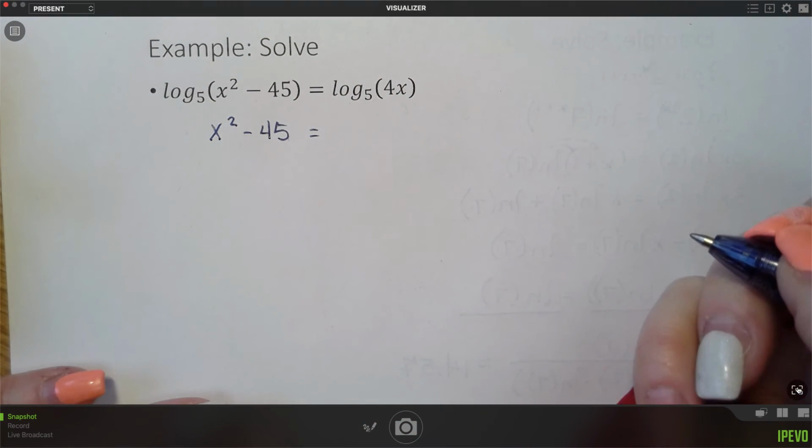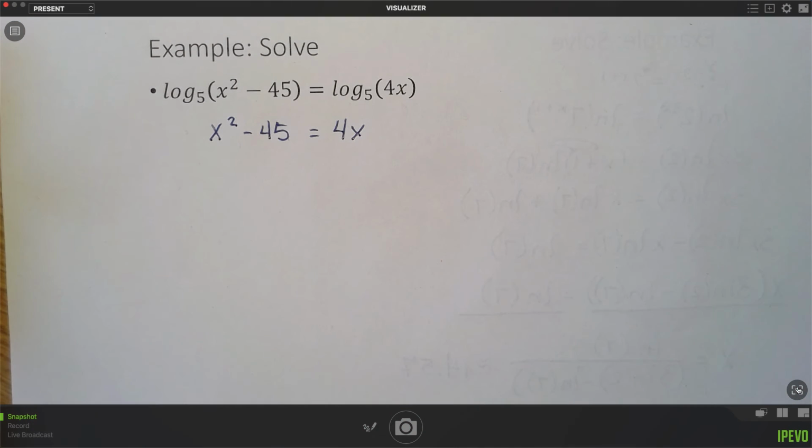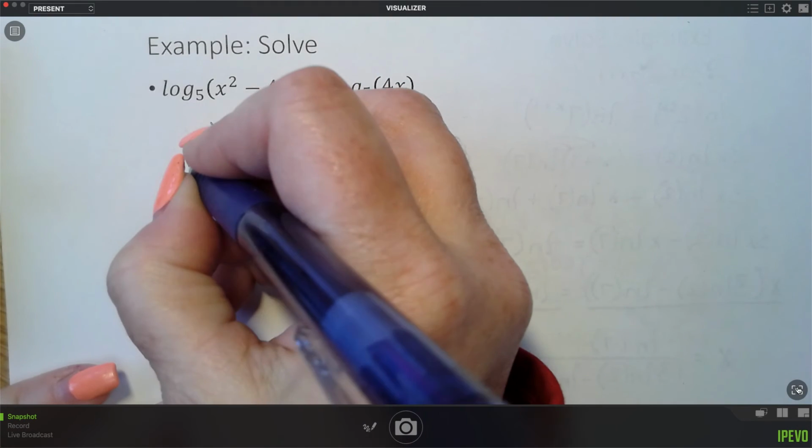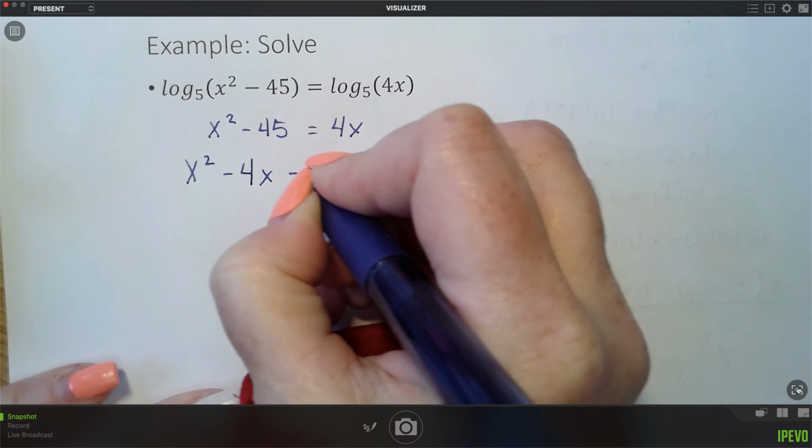So x squared minus 45 equals 4x. Now, I only have to set them equal because it is a quadratic, correct? If it wasn't a quadratic, I could just solve it. Well, unless they gave you cubic, but we haven't done much with cubics. So, what's it going to turn out to be? x squared minus 4x minus 45, negative 9 and 5, x plus 5.